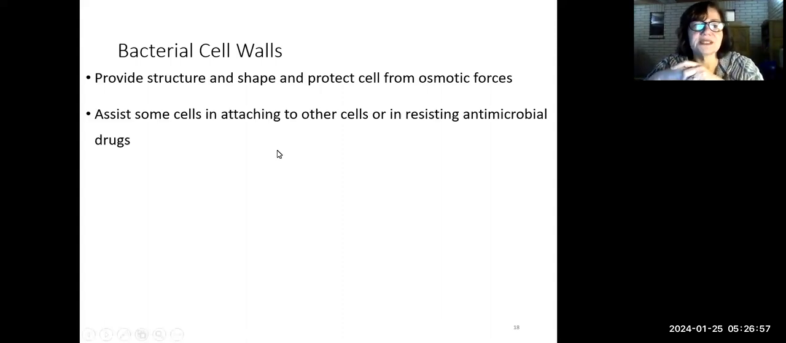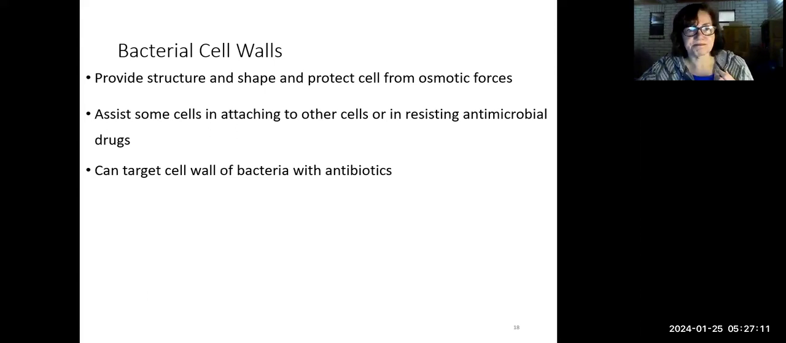All right, the cell wall also assists the cells in attaching to other cells, and it is somewhat protecting the bacteria against antimicrobial drugs. Because we human cells do not have cell walls, these are a great target for antibiotic drugs. Because if you have a compound that's going to affect the functioning of the cell wall or the creating of the cell wall, awesome. That's going to affect the bacterium and not going to affect us.